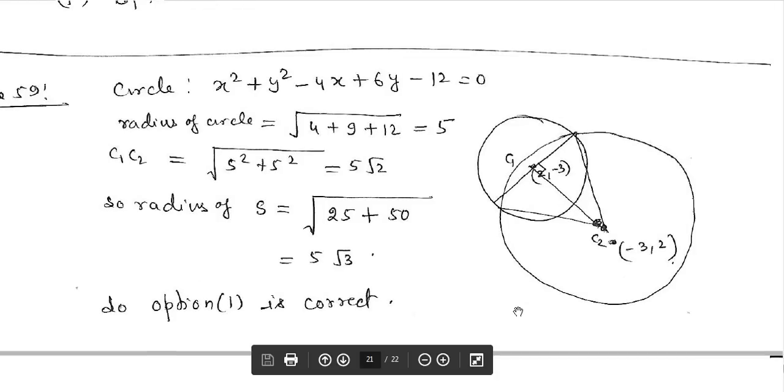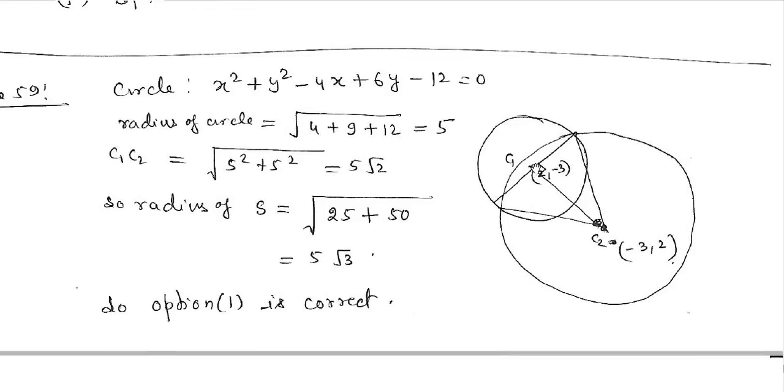59 is still easy, diameter, so this is the center and this is the center of another circle. We can find this distance c1 c2, and this is the radius. This is perpendicular, so by Pythagoras we can find this radius.